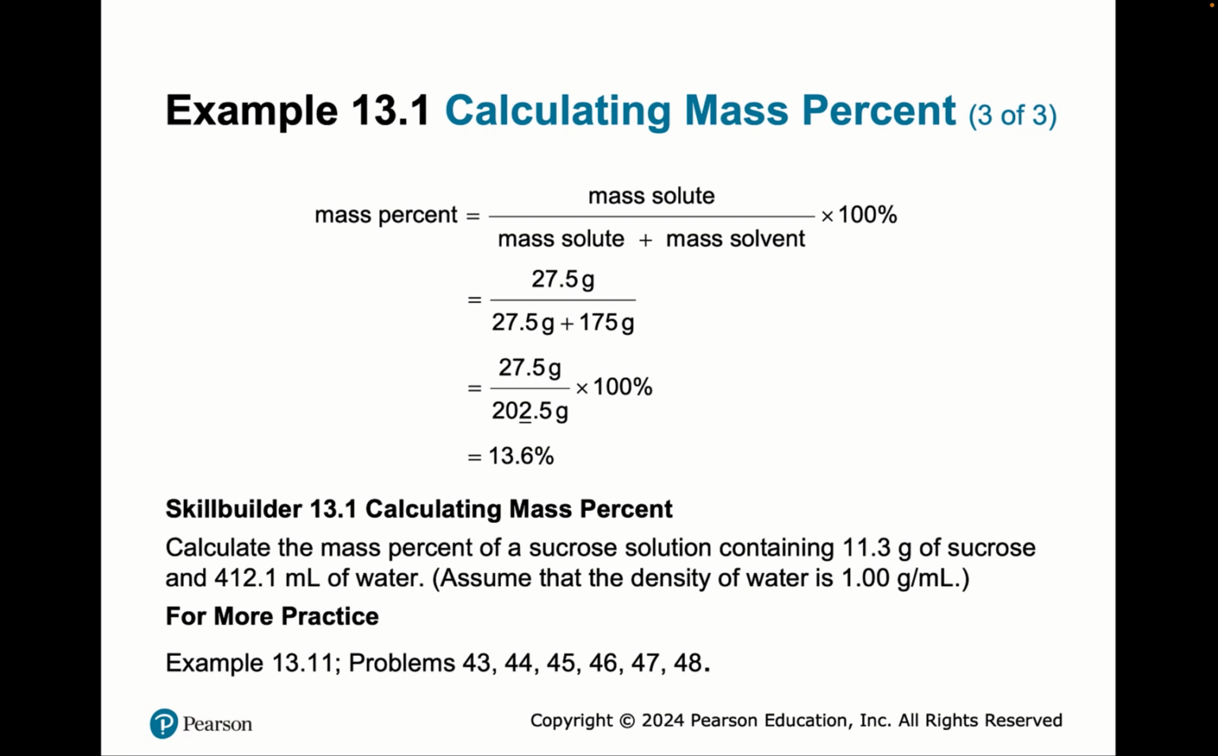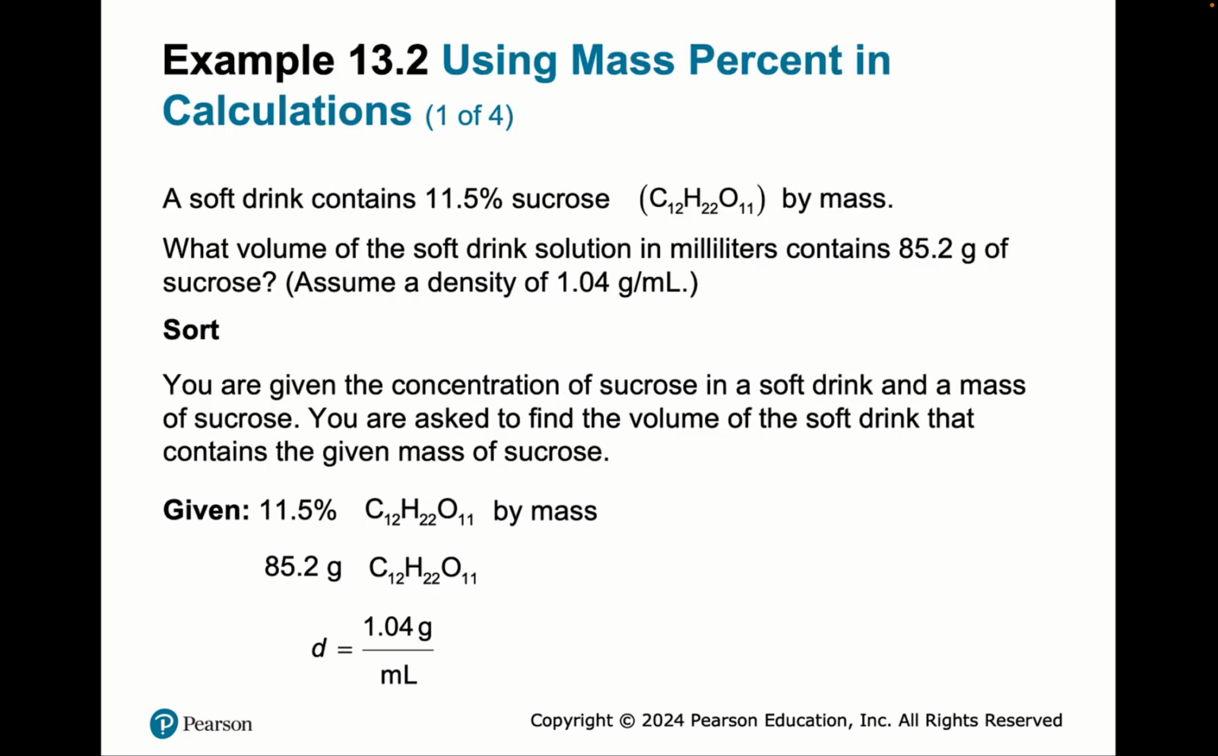So the ethanol is the solute. So 27.5 grams of the solute. And the solute, again, is the thing that's the less, and the solvent is whatever is the most. The solute is what's dissolved, and solvent is what is dissolving. So looking at this, we get 13.6%, with 2 sig figs there. So hopefully that makes sense.